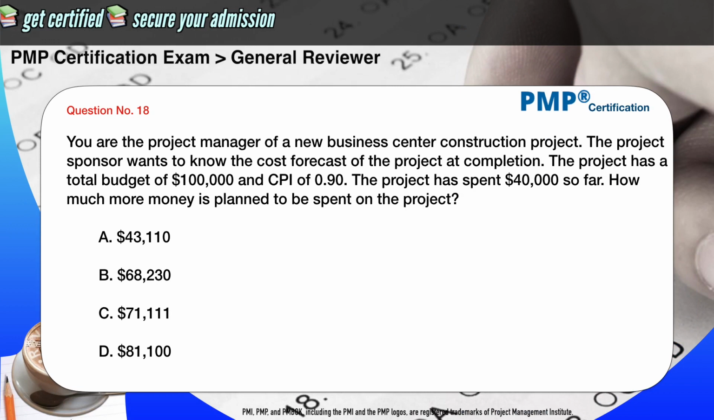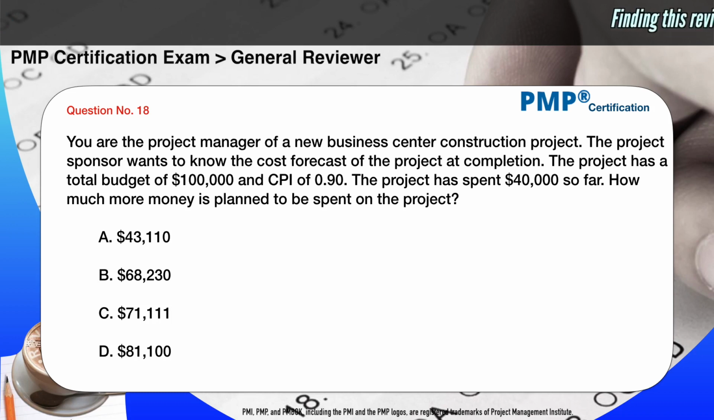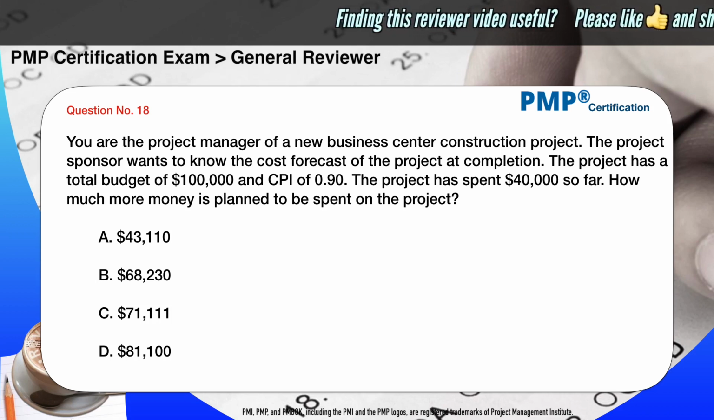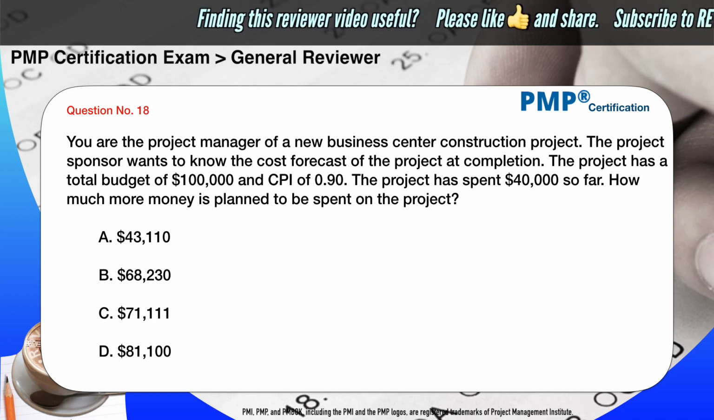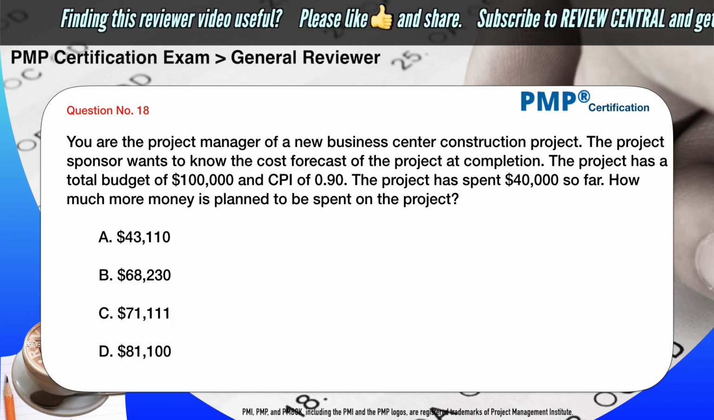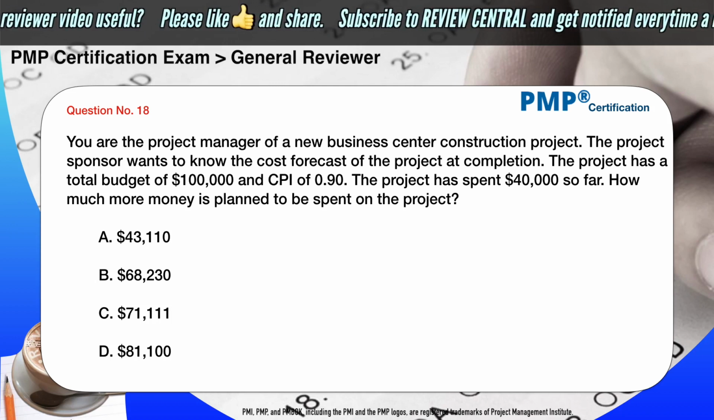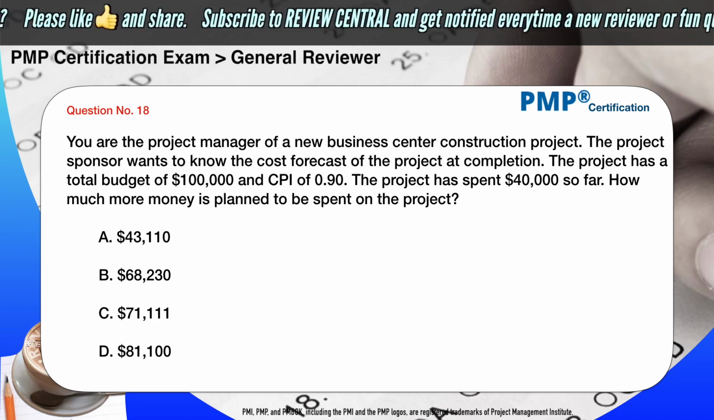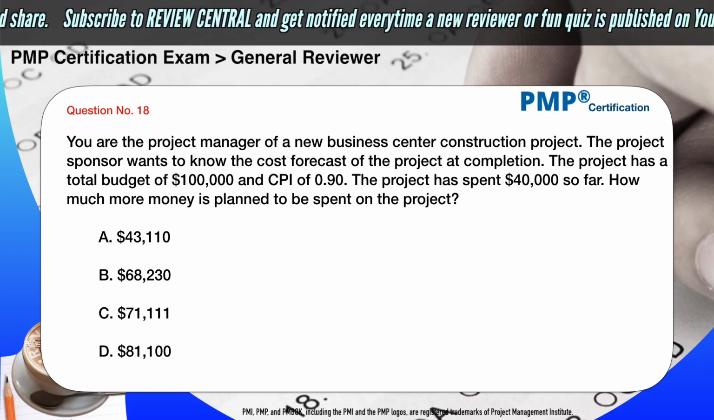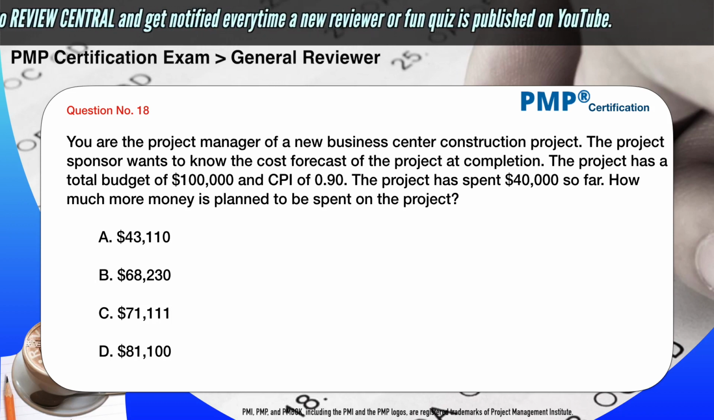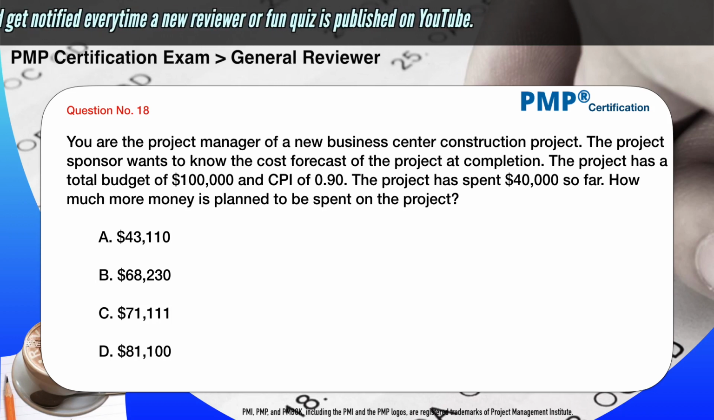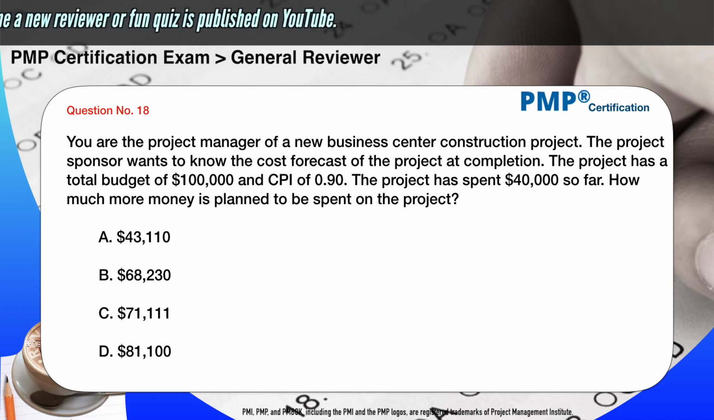You are the project manager of a new business center construction project. The project sponsor wants to know the cost forecast of the project at completion. The project has a total budget of $100,000 and CPI of 0.90. The project has spent $40,000 so far. How much more money is planned to be spent on the project? A. $43,110. B. $68,230. C. $71,111. D. $81,100.